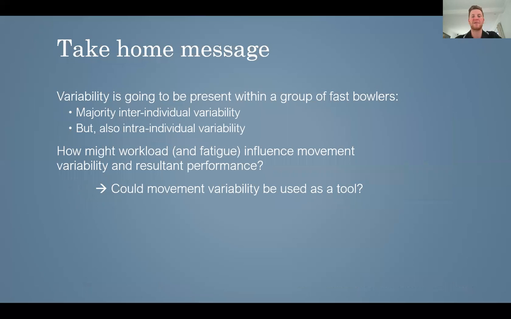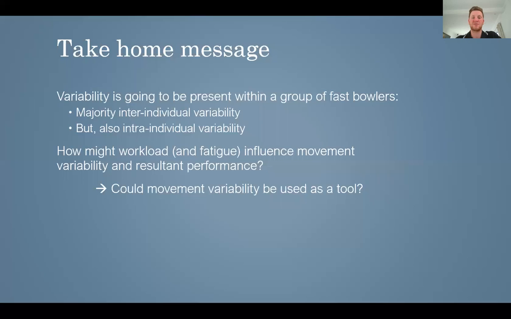But the main takeaway from this presentation and from the study as well is that variability is going to be present in fast bowlers. The majority will be inter-individual variability, but there's also going to be some intra-individual variability as well. So we can't replicate the same movements.